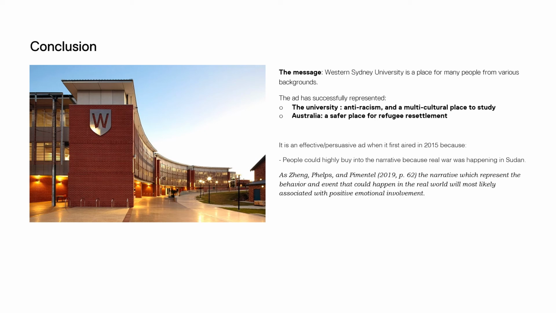As Zhang, Phillips, and Pimentel say, a narrative which represents behavior and events that could happen in the real world will most likely be associated with positive emotional involvement. So in this ad, the main message is that Western Sydney University is a place for many people from various backgrounds. Indirectly, it says that Western Sydney is promoting diversity. The ad has successfully represented the university as an anti-racism and multicultural place to study. And subconsciously, it also benefits Australia as a country that provides a safer place for refugee resettlement.